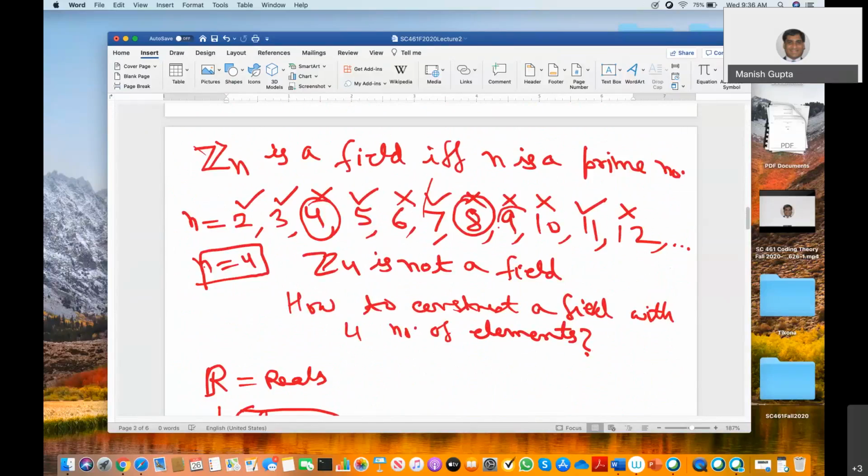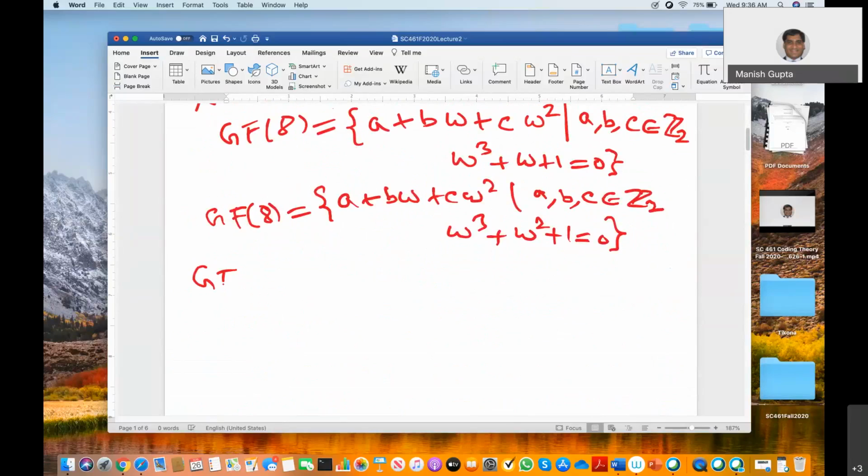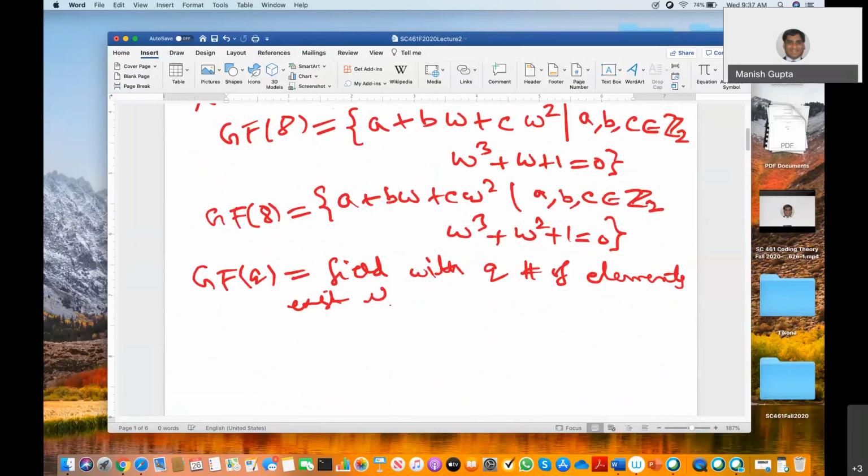Also with respect to 9, what will happen? 9 will be 3 square. It's a prime power, so there will be a field with p square. So I think I can write it down here. Galois field with q number of elements, a field with q number of elements, exists if and only if q is a prime power, a prime power for some m.